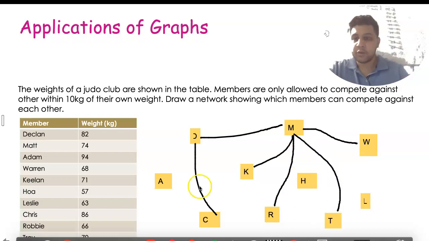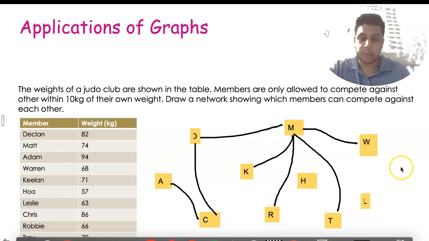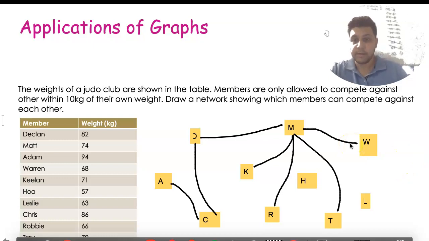Okay, now we're going to move on to Adam. So Adam is 94 kilos, so he can compete against someone that is 84 kilos and 104 kilos. So Declan is too light, Matt is too light, Warren is too light, Keelan is too light. The only person he can compete against is Chris at this stage. So Adam and Chris have an edge. So we look at Warren. So Warren is 78 kilos to 58 kilos. Okay, so Declan is too heavy. Warren and Matt, they already have an edge there, so we don't need to represent that again.